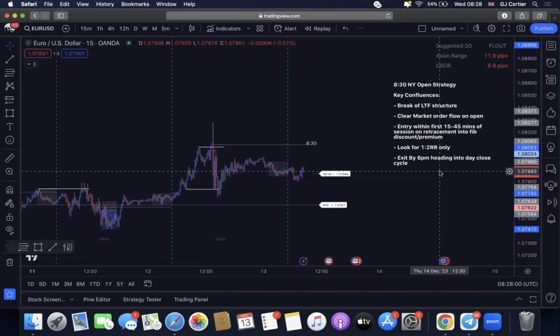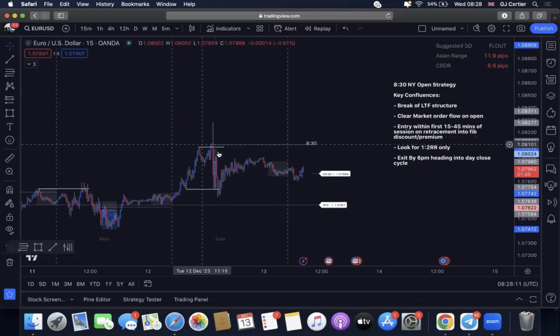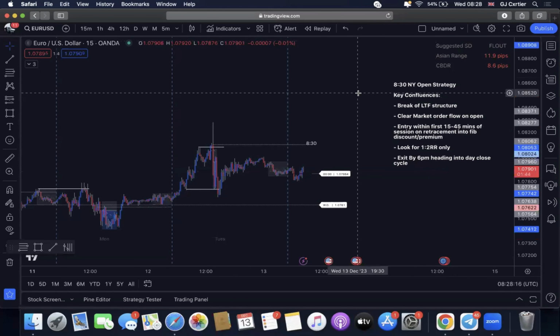This is going to be an 8:30 New York Open strategy. So the first indicator that you're going to want to be having on your chart is the ICT midnight and the 8:30 Open. This is just going to signify where the opens occurred and when you can look to see market order flow come into the market.